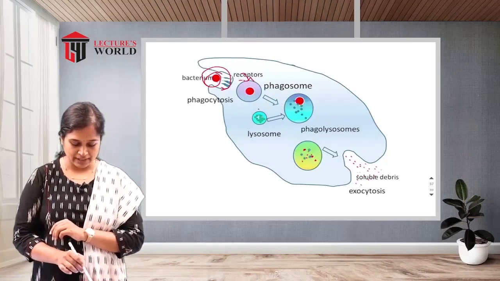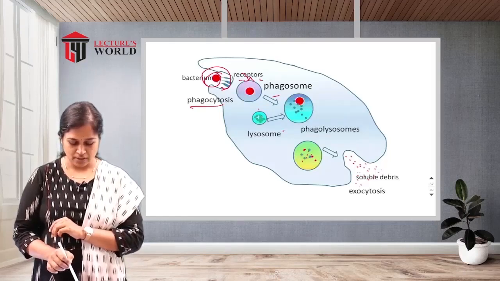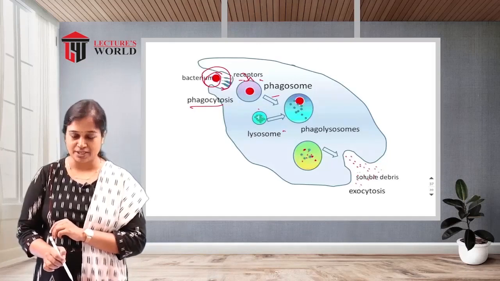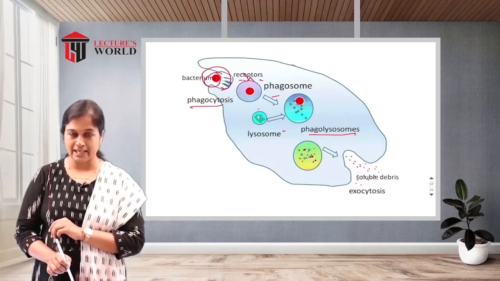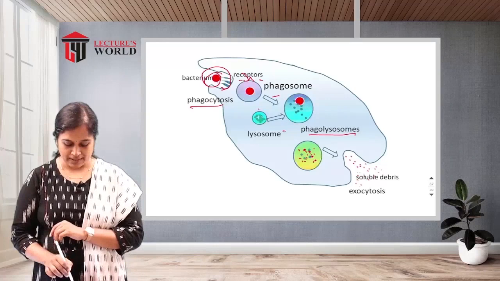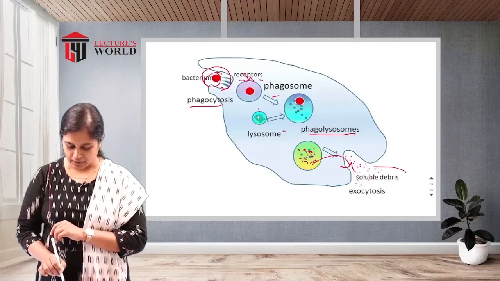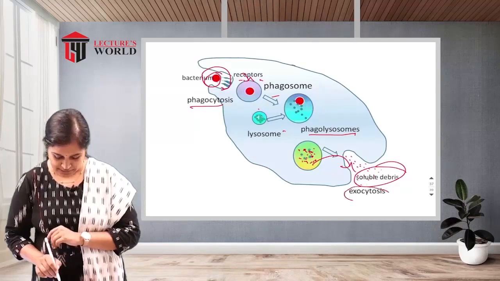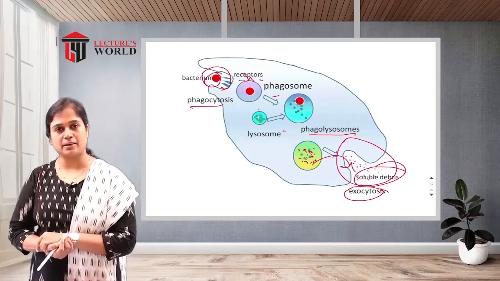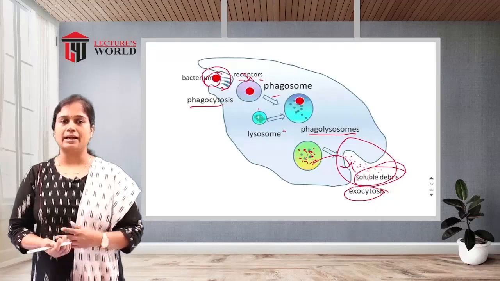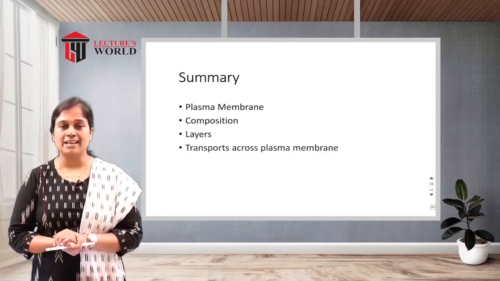Then what will happen? This is by phagocytosis, and then the phagosome and the lysosome will merge and digest, forming the phagolysosome. So this bacterium will get digested by the lysosomes, and the waste products are excreted through exocytosis. So this is an example of exocytosis. That is bulk transport. Bulk transport has two types, endocytosis and exocytosis. So this was all about bulk transport.